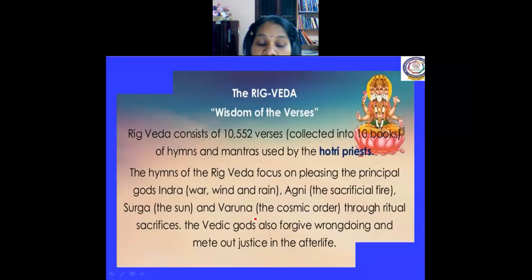Varuna song, for rain we will sing. God Indra is for war, wind and rain. Varuna, we will sing for rain.